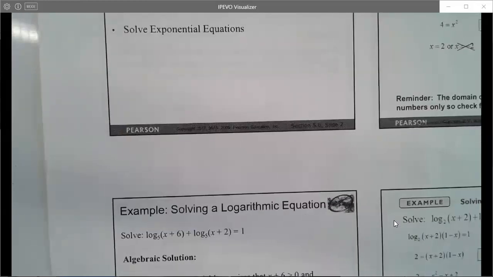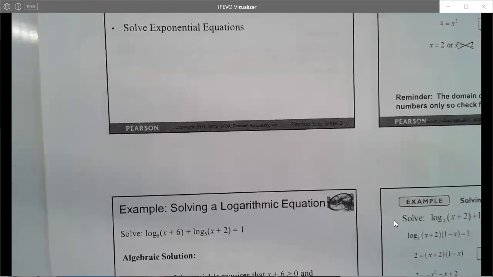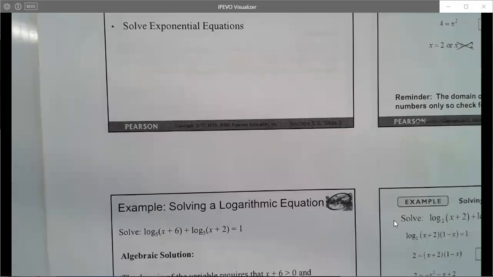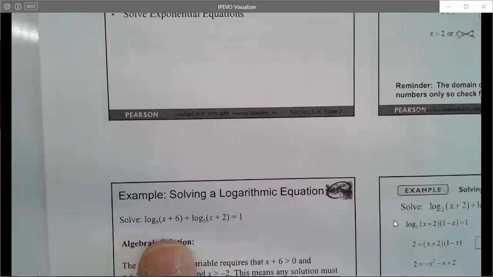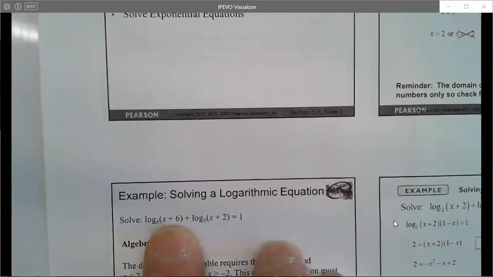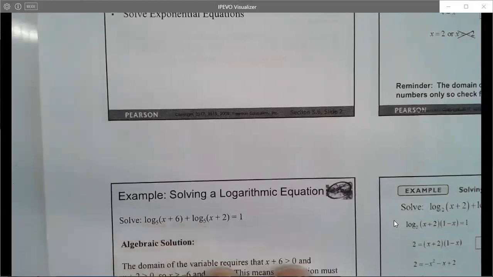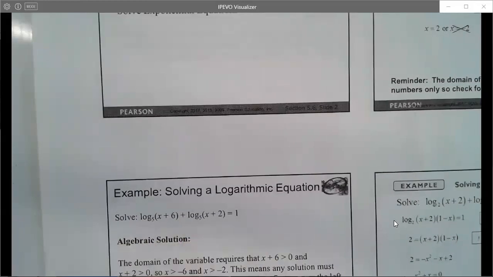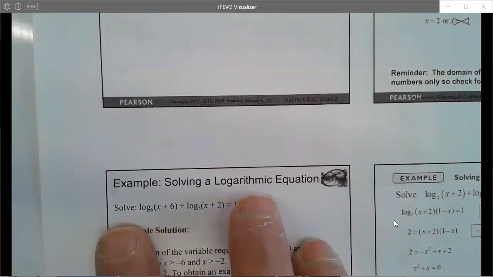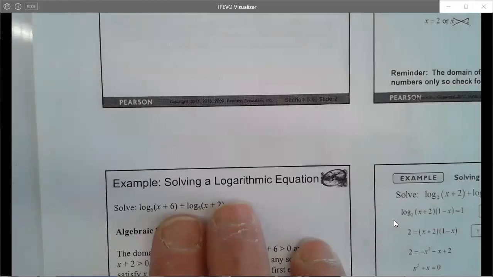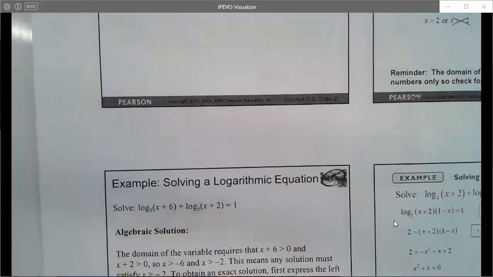An example of solving a logarithmic equation is where we have log of x plus 6 to the base 5 plus log of x plus 2 base 5 equal 1. So this is an example of a logarithmic equation. Well, we can't solve it in this form. What we have to do is go through what we call logarithmic condensing. We've got to condense it.